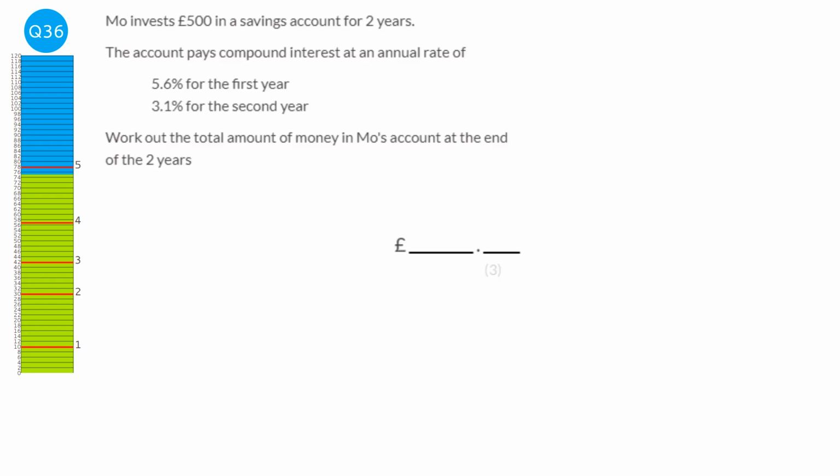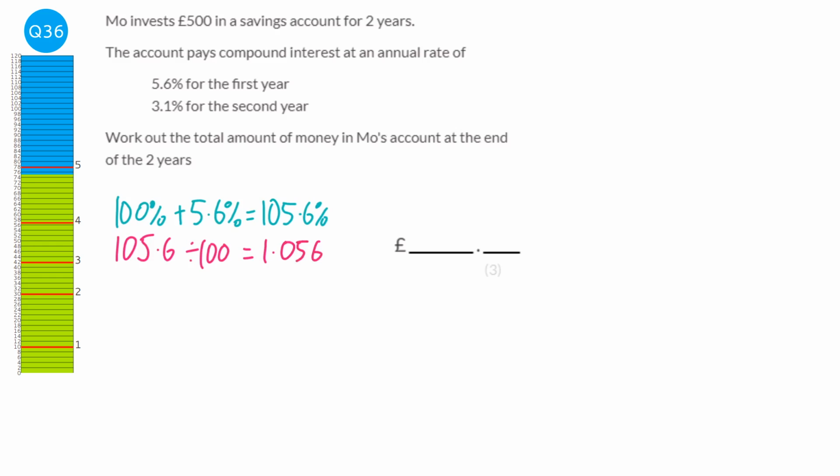So we've got to find the multipliers for the first and the second year. So for the first year we start off with 100%, and it's increased, so it's gone up by 5.6%, and so that would be 105.6%. Find that as a multiplier, so 105.6, we just divide by 100 to find it as a multiplier, 1.056. And for the second year, again, we start off with 100%, we always start off with 100%, and we're going to increase it by 3.1%.